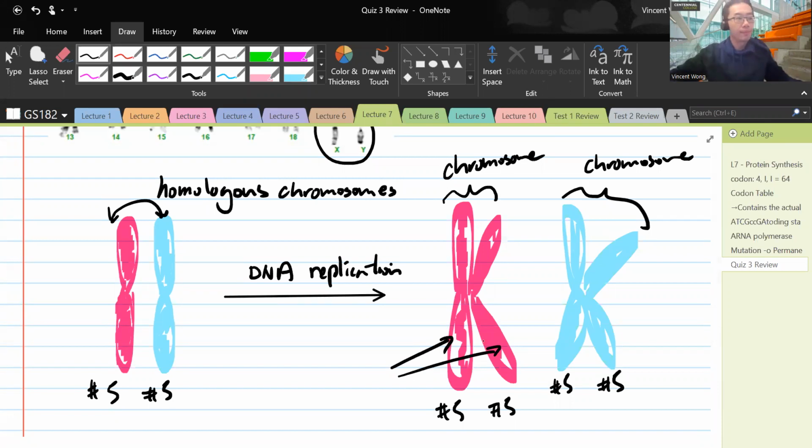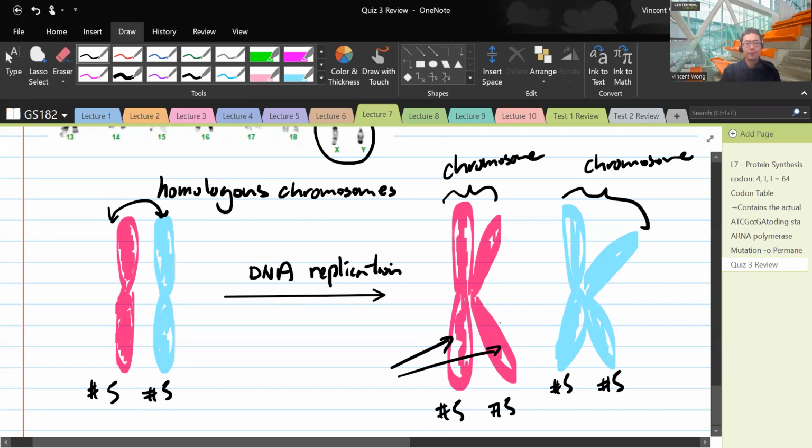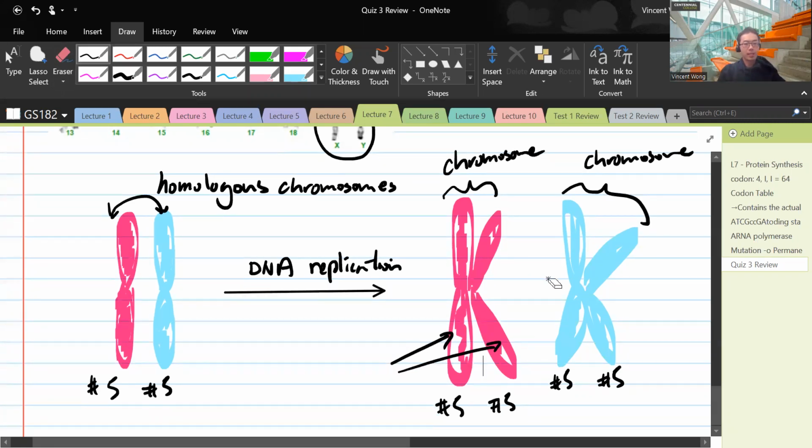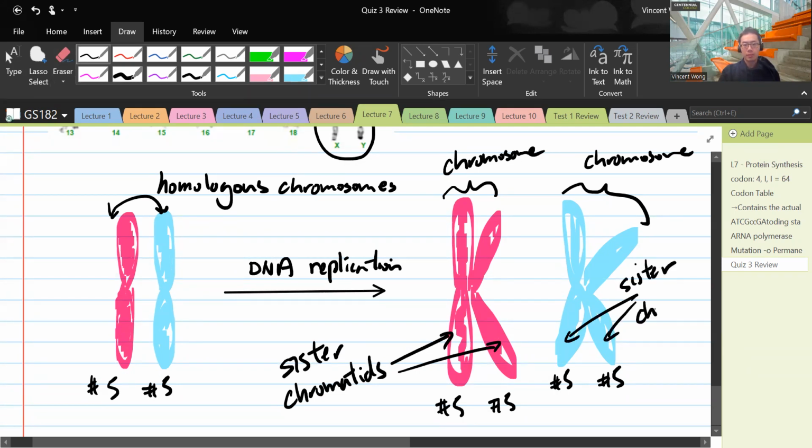And what do we call them? They are stuck together. Do you know what we call them? Those are the sister chromatids. That's right, sister chromatids. This and this are also sister chromatids. And they're connected at the centromere. Centromere. All right.